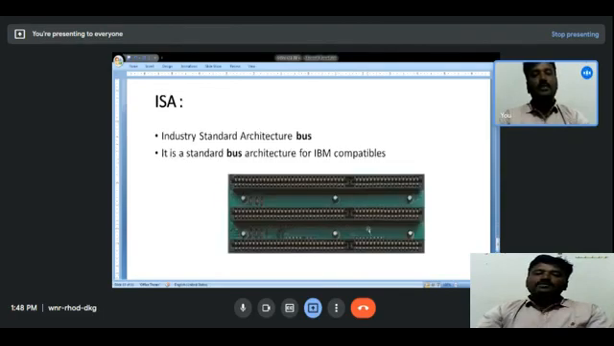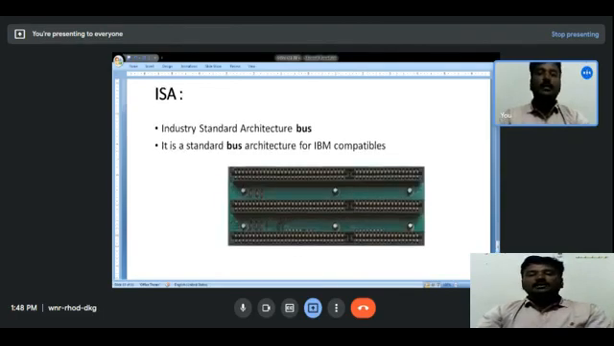Next one is ISA, Industry Standard Architecture Bus. It is a standard bus architecture for data transmission or address transmission.